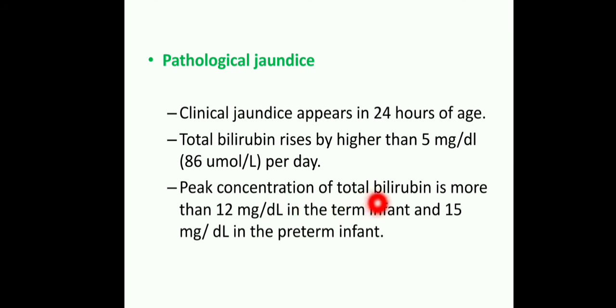The peak concentration of total bilirubin is more than 12 milligrams per dL in term infants and 15 milligrams per dL in preterm infants. So the same we will see. Okay, this is in pathological jaundice.